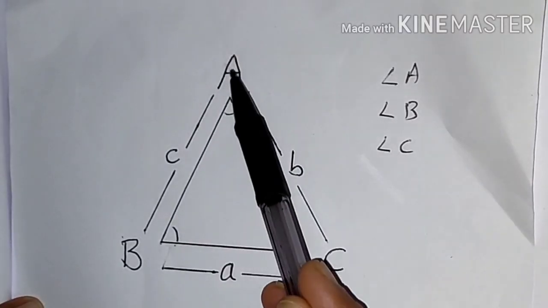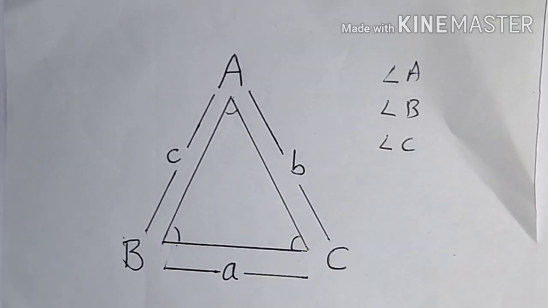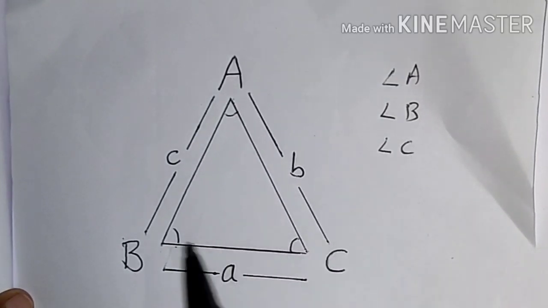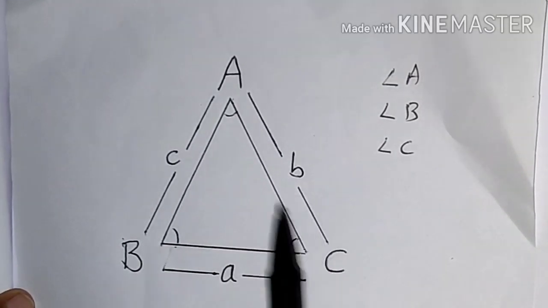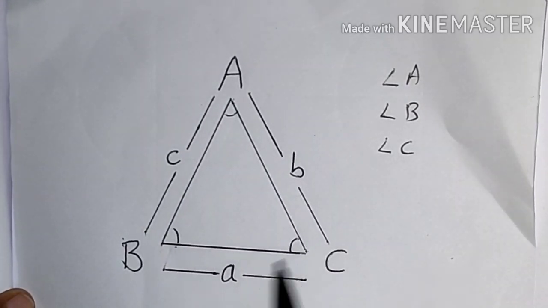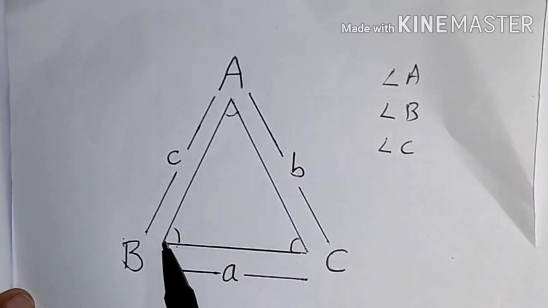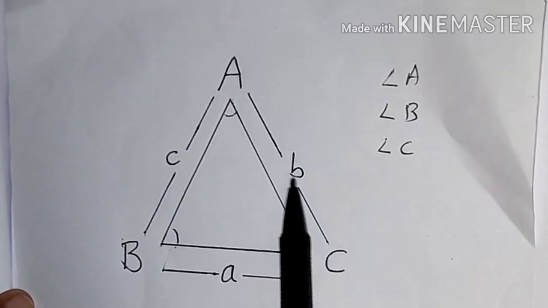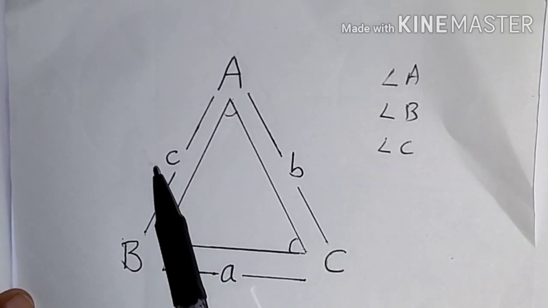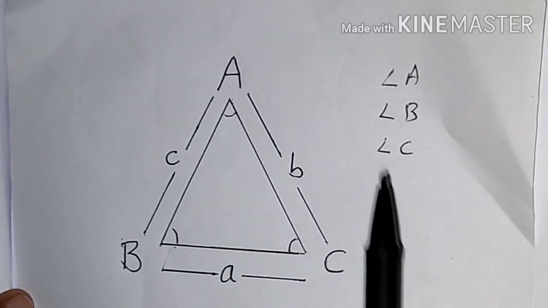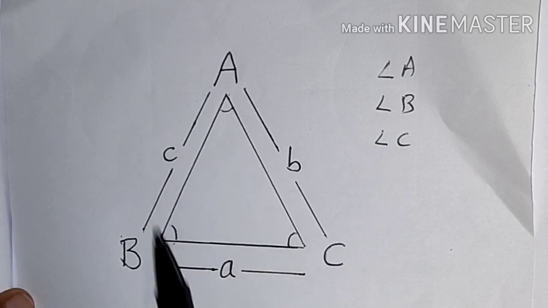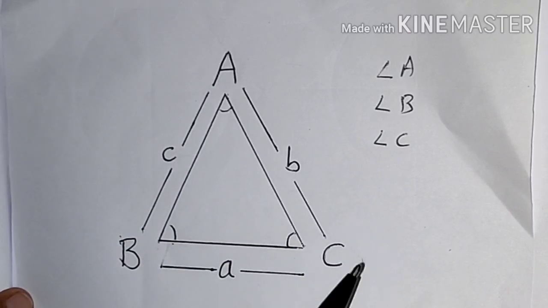Triangle ABC. A, B, C are the vertices of the triangle. There are 3 angles, angle A, angle B, angle C, and 3 sides. Side opposite to angle A is denoted by small a. So length BC is equal to a. Side opposite to angle B, that is length AC, is equal to b, and side opposite to angle C, length AB, is equal to small c. So these are the 6 elements, 3 angles and 3 sides. So to solve triangle means we want to find these 6 elements.